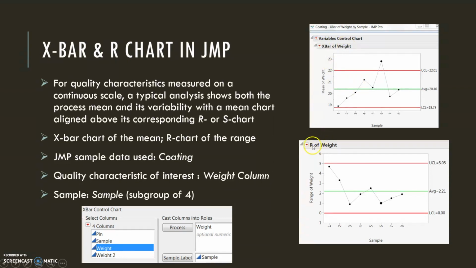This is your X bar and this is your R chart. Your X bar is looking at the mean of whatever quality characteristic you're looking at. Here it's weight, and then below it in the same window would be your R chart, which is the range of your quality characteristic. So in this example, we're going to use the coding data in JMP, and the quality characteristic that we're interested in is the weight column. This final figure is basically just showing you how you would set that up, but we're going to go into JMP and show you that.